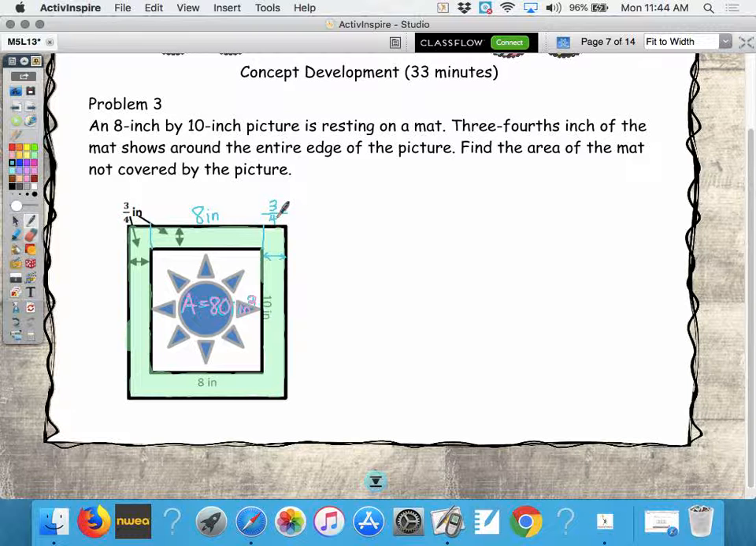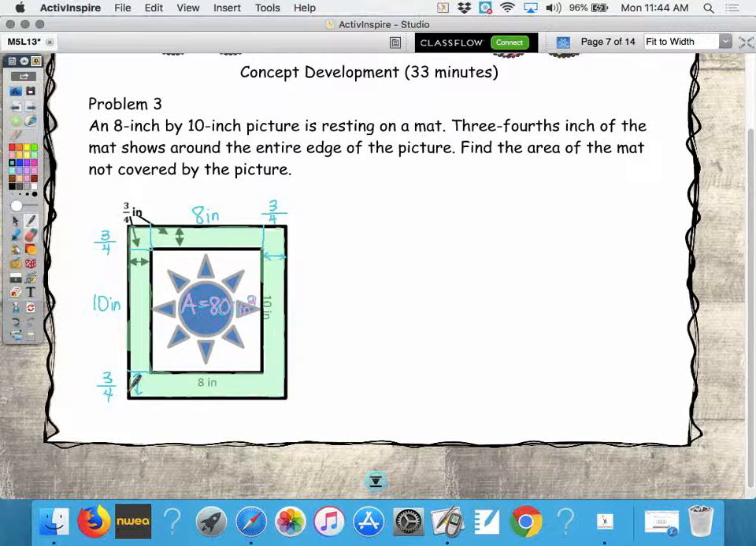Okay? So then, what if I would extend this out here so I could use the 10 inches? What do you think? Okay. So how much would this part be? 3/4. And how much would this part be right here? Same as that. 3/4. Do you see where I'm coming from? It's 3/4 all the way around, so it has to be 3/4 and 3/4.